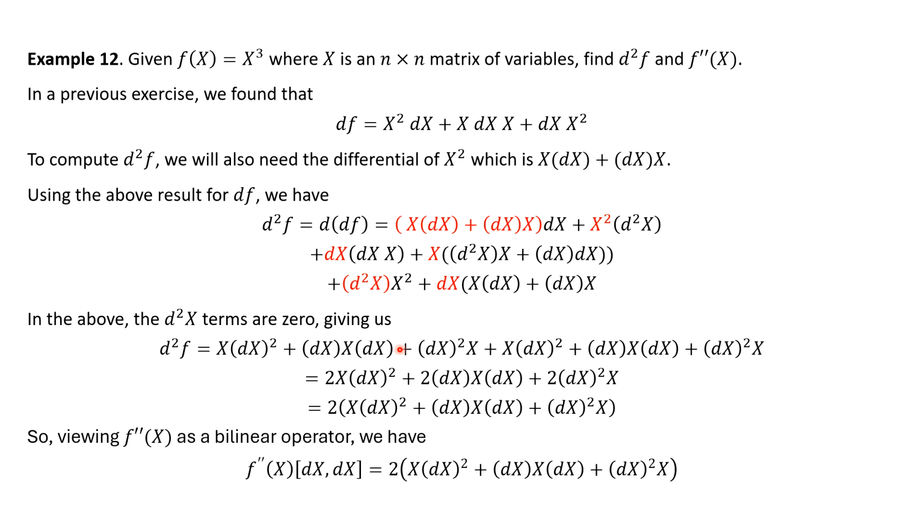And then that leaves us with 6 terms. We can combine those, which I did, since there are duplicates. Then I just factored the 2 out. So this is our second differential. And then the second derivative, if we view it as a bilinear operator on dx and dx, is equal to this, basically.